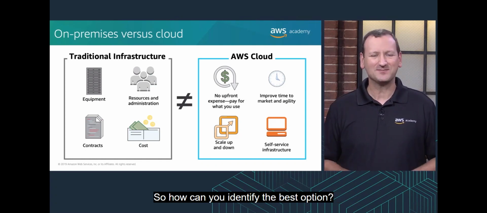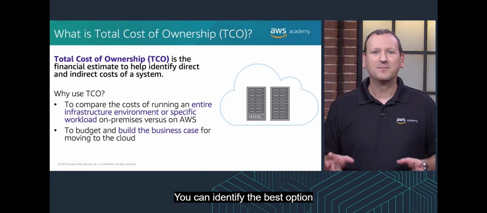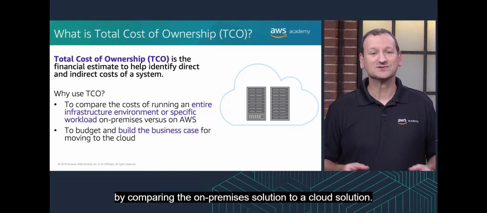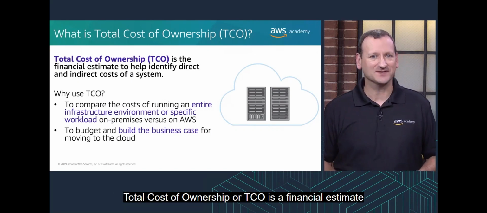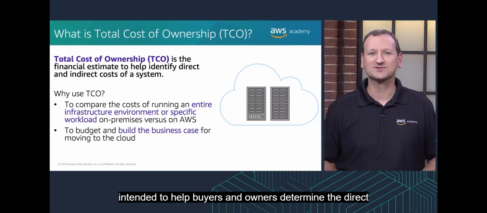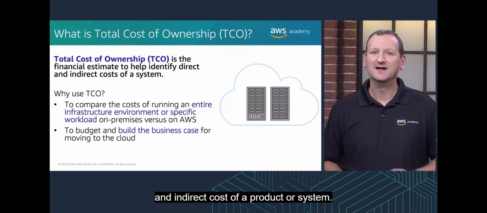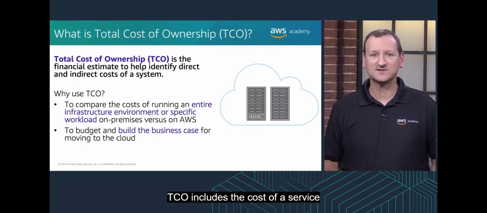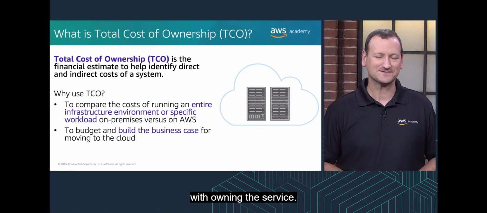So how can you identify the best option? You can identify the best option by comparing the on-premises solution to a cloud solution. Total cost of ownership, or TCO, is a financial estimate intended to help buyers and owners determine the direct and indirect costs of a product or system. TCO includes the cost of a service, plus all the costs that are associated with owning the service.